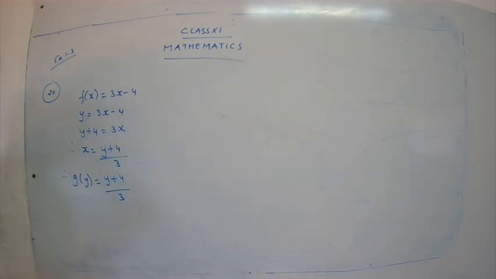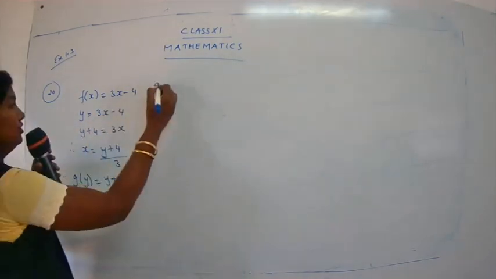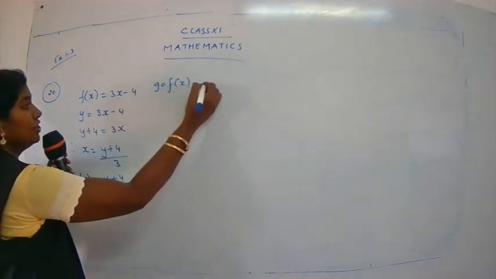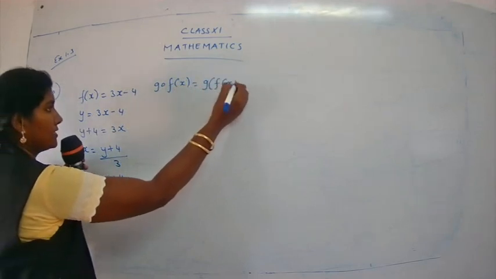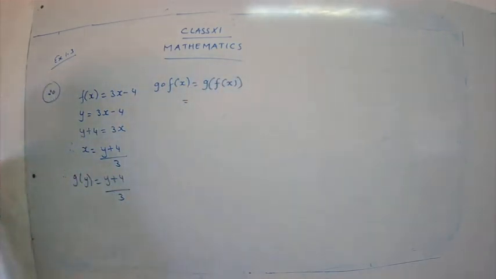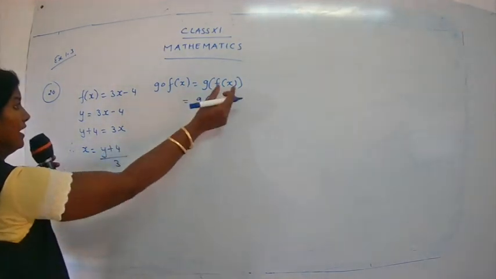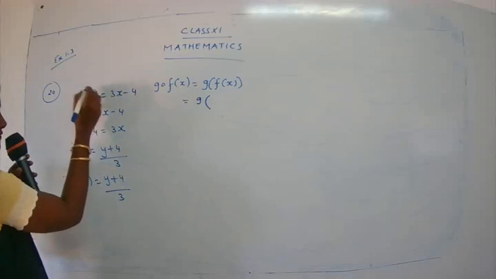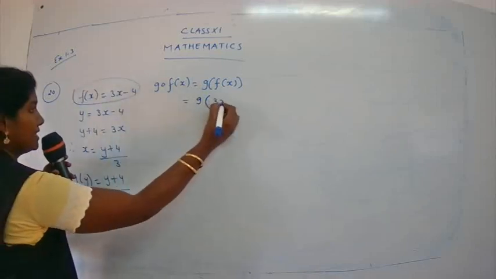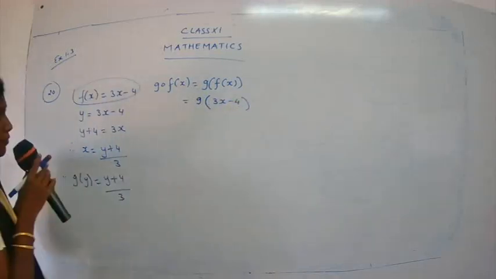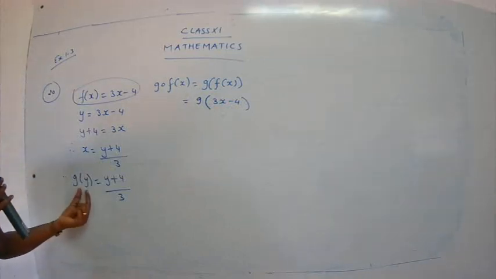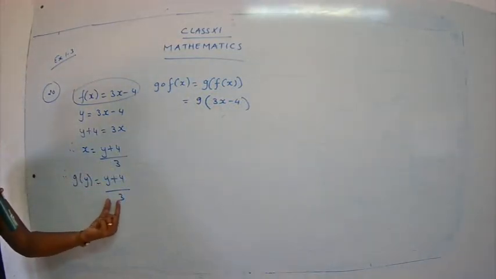Okay, got the value? Now what are you going to do? You are going to find g of f of x. And one more thing, you have to find f of g of y. Let's see how to substitute, children. What is f of x here? f of x is 3x minus 4. Good. Now, where is our g of y? g of y is (y plus 4) upon 3.